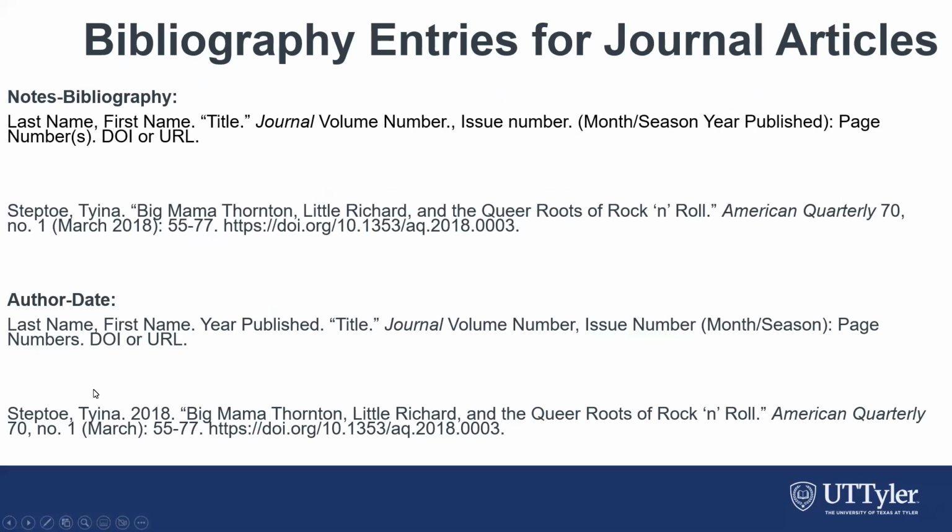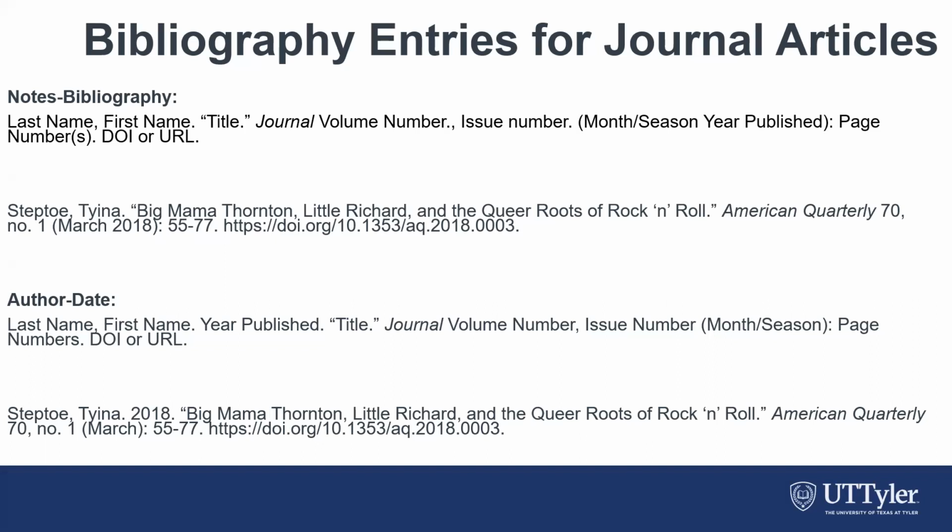The biggest things to keep in mind for the bibliography entries is that it's similar to the last one. It's last name, comma, first name, period. In quotation marks is the title of the article you are citing, with a period inside the quotation marks. The journal is italicized, but there's no period or comma in between the journal and the volume number. So there's a volume number, comma, issue number, period, month or season, year published, colon, page numbers, and then a DOI or URL.